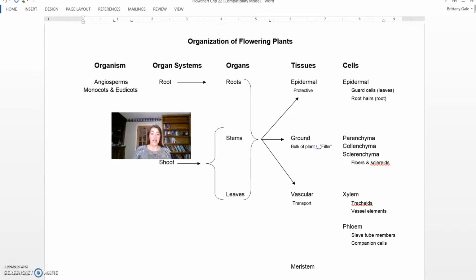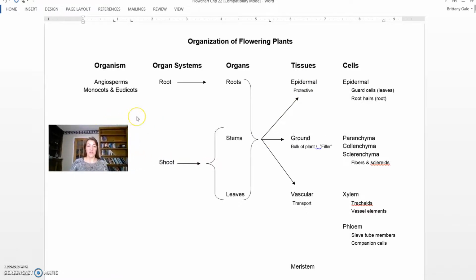Here is a really helpful chart to give you an idea what's going on. Here's the organism, then we're going to get more specific as we go to the right. We have organ systems, the organs, tissues, and cells. Now the organ systems, we really just have the two, which is the root and the shoot. Organs, we have roots, stems, and leaves, which are part of the shoot. And then all of those have special tissues, the epidermal, the ground, and the vascular. And within each of those tissues, you have specific cells that go with those. So that's what we're going to be talking about today.